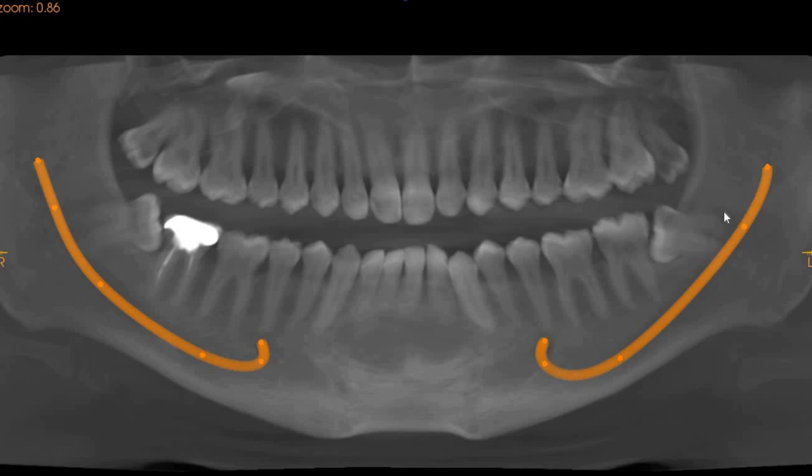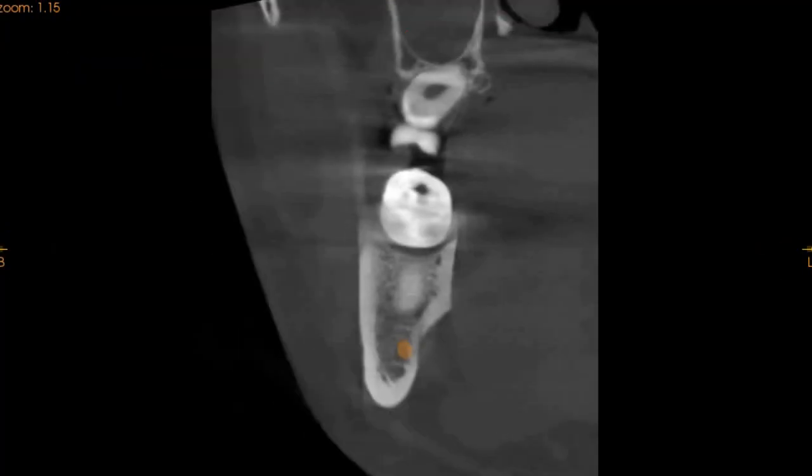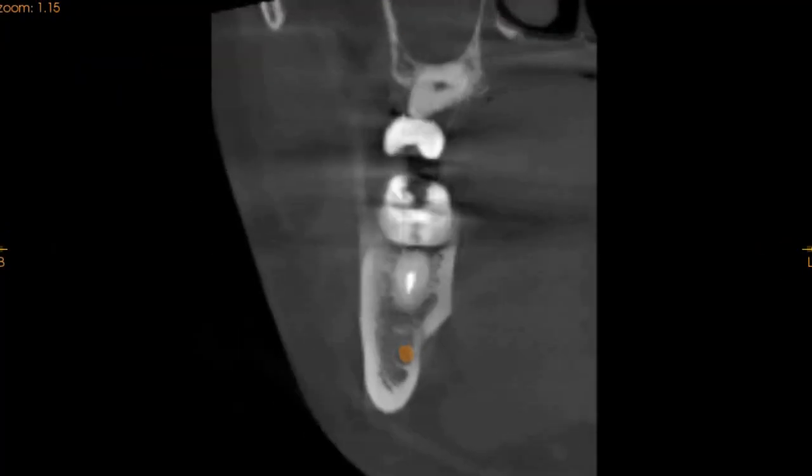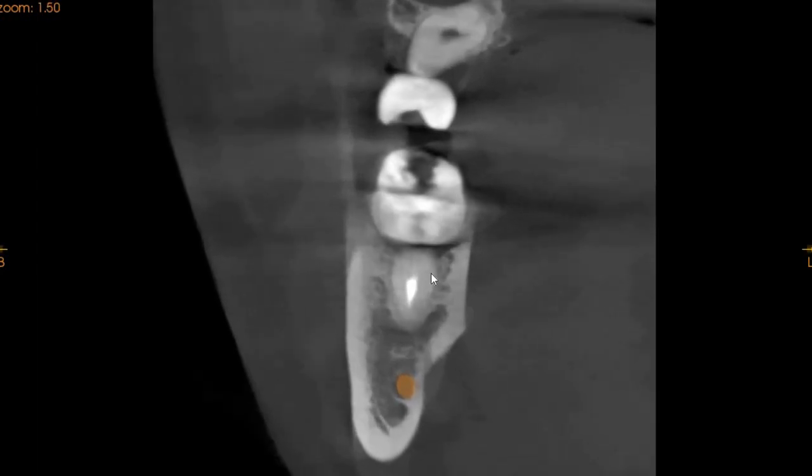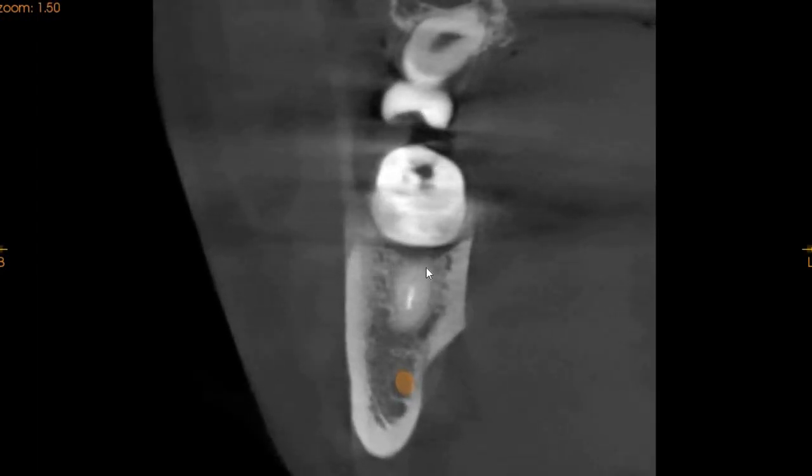Both have two roots. There is a slight radiolucency associated with the apex of the lower left wisdom. I'm going to move to the transaxial view and show you each wisdom tooth individually. Now this is the start of the wisdom tooth on the lower right hand side. This is 4-8. On the 4-8 we can clearly see the crown structure. This is the root of the 7.